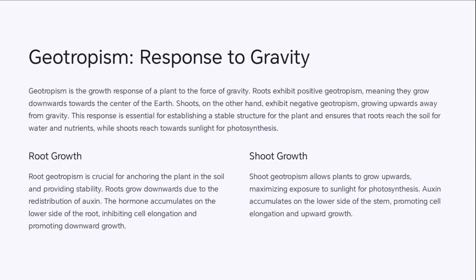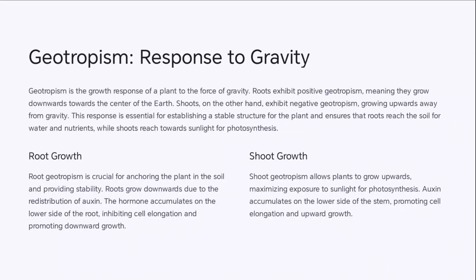Next is geotropism. The term geotropic means growing toward Earth's gravity. It is also called gravitropism. Organs which grow toward the gravity are positively geotropic, like the root of the plant, and those that grow away from the gravity are called negatively geotropic.